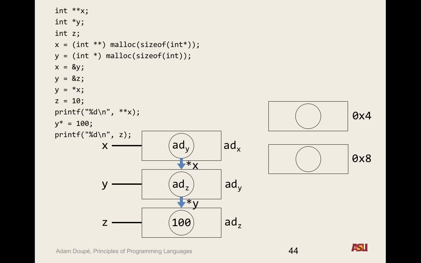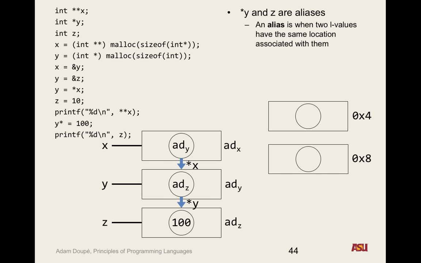Okay, important concepts here at the end. Just a second, I'll take questions. The important thing that we want to define is that at the end of execution, these values are changing, and as we saw, star x, star y changed when we executed the program and copied different values there. So what we're defining is that star y and z are aliases. What does this mean? An alias is when two L values have the same location associated with them. Here, star y is this box, and the location associated with z is this box, so they're aliases for the same location.